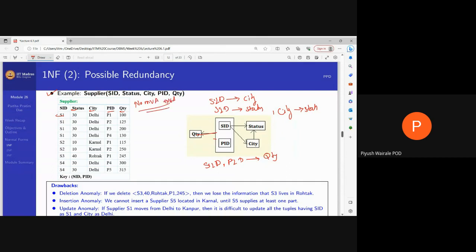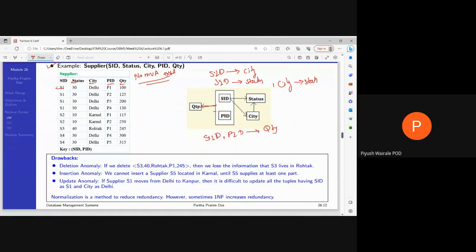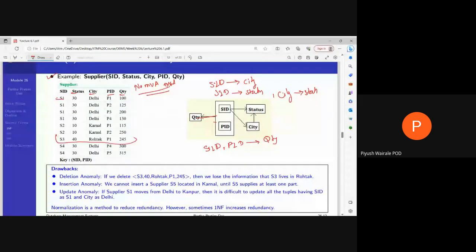But what are the drawbacks of this? Suppose I delete this particular row. Then the data about S3 living in Kotak, that is SID determines city, this information gets lost. There is also an insertion anomaly: we cannot insert supplier S5 located in Kernel in this table unless there is at least one part, that is, the PID or quantity should be there, because the key is SID and PID. So that's why the insertion anomaly occurs. Similarly, an update anomaly can occur.